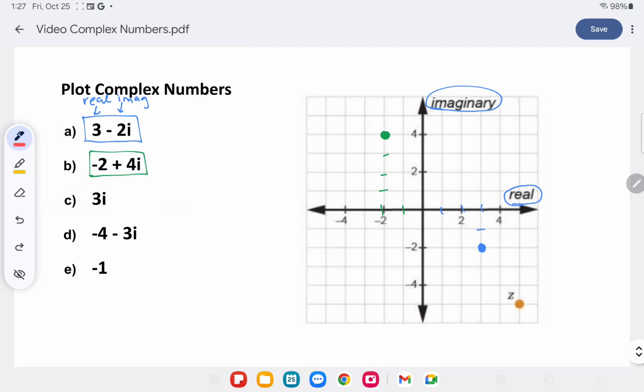If I only have an imaginary component, then my real is 0, and I'm just going up to 3 on my imaginary axis. I'm going to skip down to e. If I only have a real component, then I'm going over to -1 on my real axis, and then I'm not going up or down at all because I have no imaginary component. So if we were going to write the coordinates for z, this point right down here, the real component would be 5, because we went right 5, and we went down 5. So my imaginary component would be negative 5i.